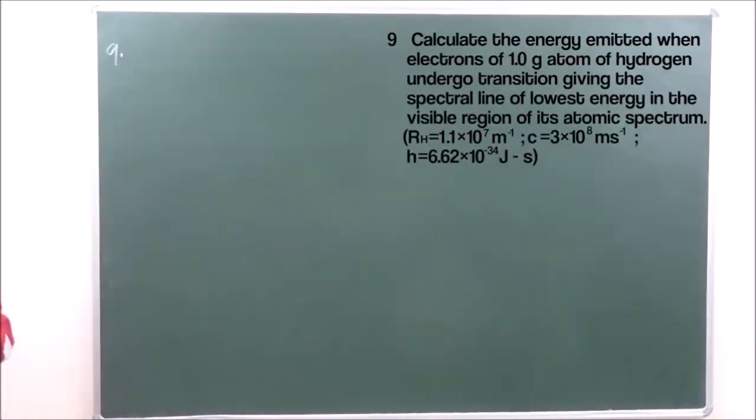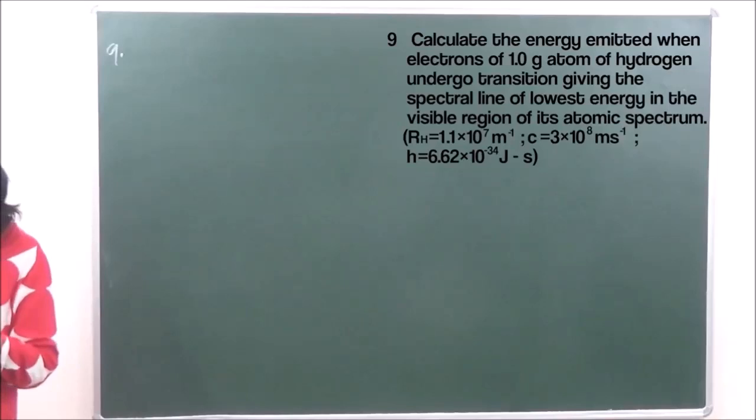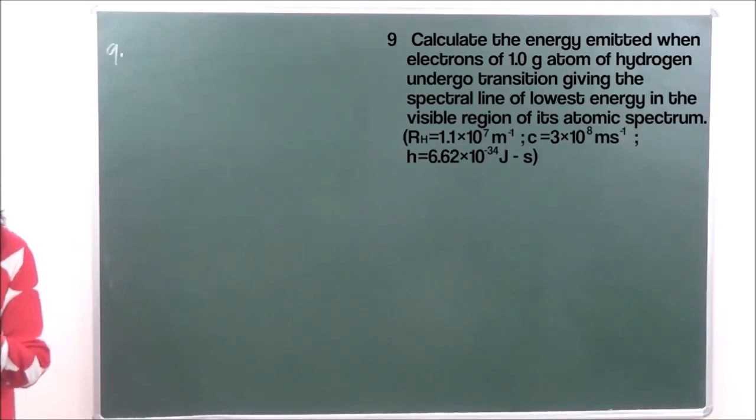Question number 9. Calculate the energy emitted when electrons of 1 gram atom of hydrogen undergo transition, giving the spectral line of lowest energy in the visible region of its atomic spectrum. RH given to us is 1.1 into 10 raised to power 7 per meter. C is also given and H is also given.